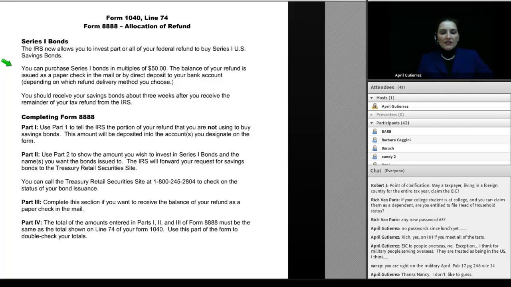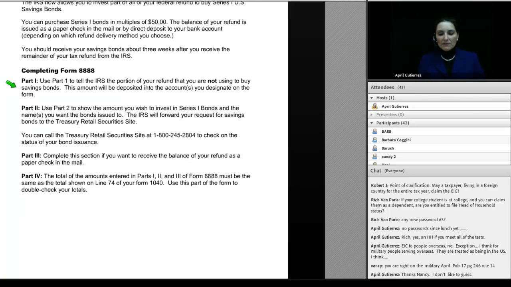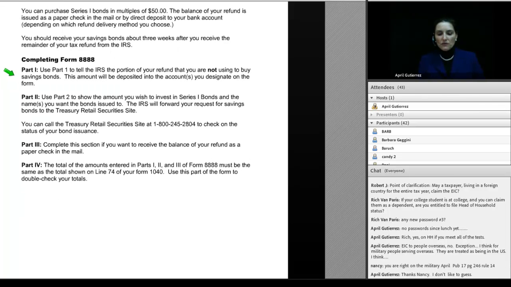Series I bonds. The IRS now allows you to invest part or all of your federal refund to buy Series I U.S. savings bonds. You can purchase Series I bonds in multiples of $50. The balance of your refund is issued as a paper check in the mail or by direct deposit to your bank account, depending on which delivery method you choose. You should receive your savings bonds about 3 weeks after you receive the remainder of your tax refund from the IRS. So how do you complete the form?